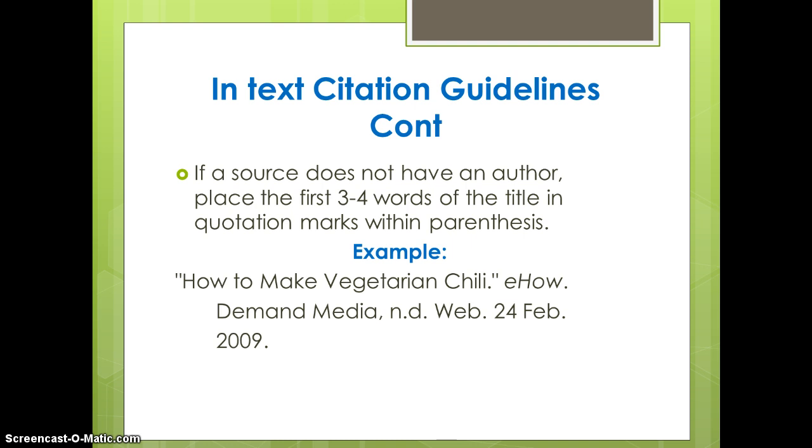So the proper in-text citation for this would appear as parenthesis, "how to make vegetarian," okay? You have that in quotation marks, all that good stuff. Notice, guys, that I say 3 to 4 words. It's not an exact thing, all right? If there's a natural break, for instance, I could have just as easily put "how to make vegetarian chili" if I wanted to include all of it, all right?